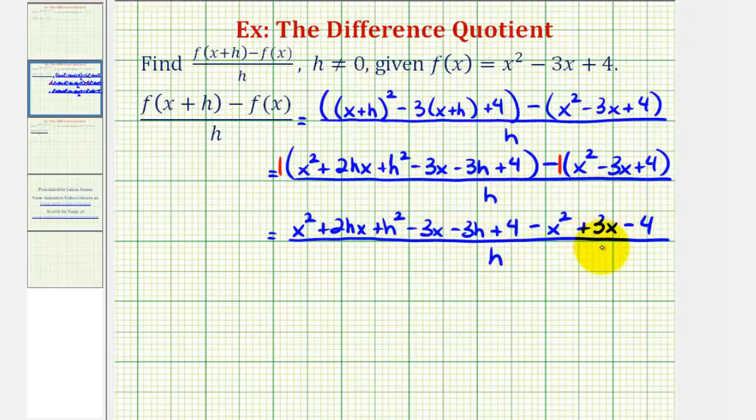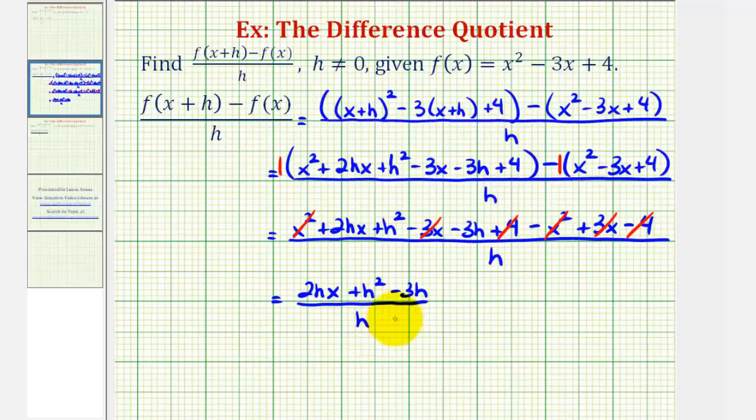Now looking at the numerator, notice how we have x squared minus x squared, that's 0. We also have negative 3x plus 3x, that's 0. And then we also have 4 minus 4, that's 0. So we're left with 2hx plus h squared minus 3h divided by h. But we're not done yet.